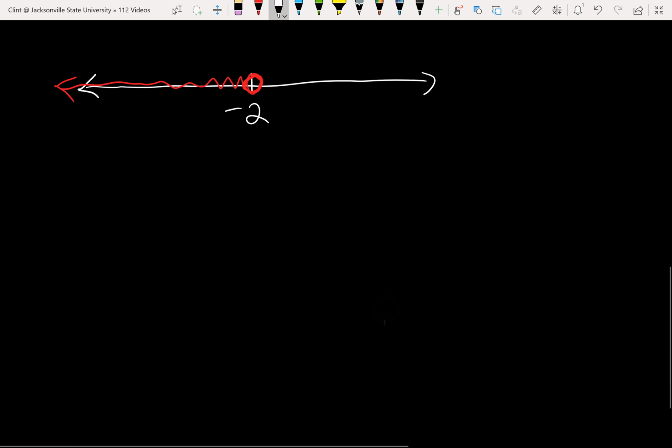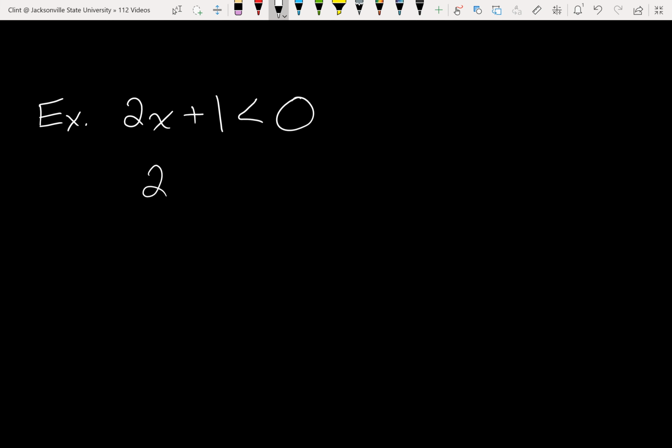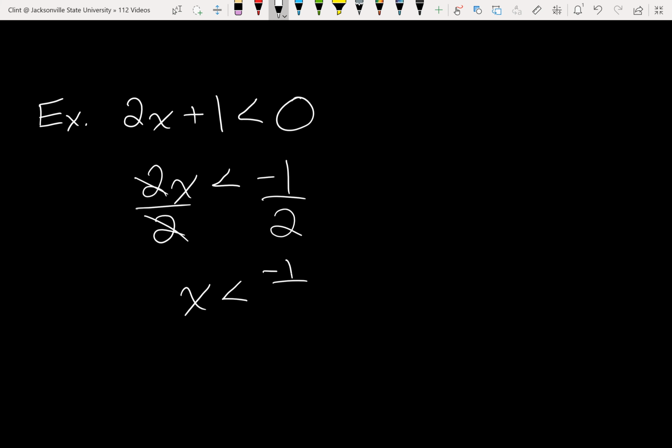Let's look at another one. Okay, how about this one? We have 2x plus 1 is less than 0. Okay. So here we will subtract 1 from both sides. It's okay to subtract. We can subtract and we don't have to do anything to the inequality. That's only if we multiply or divide by a negative. And then we need to divide both sides by 2. So if we do that, we get that x has to be less than -1/2.